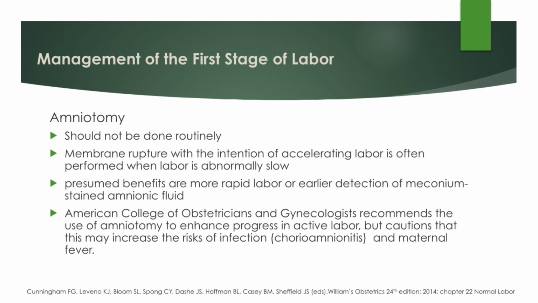How about amniotomy? Amniotomy, or the artificial rupturing of membranes, should not be done routinely. However, membrane rupture with the intention of accelerating labor is often performed when labor is abnormally slow. The presumed benefits of amniotomy are more rapid labor or earlier detection of meconium-stained amniotic fluid. The ACOG, or the American College of Obstetricians and Gynecologists, recommends the use of amniotomy to enhance progress in active labor, but cautions this may increase the risk of infection, or what we call chorioamnionitis, and maternal fever.